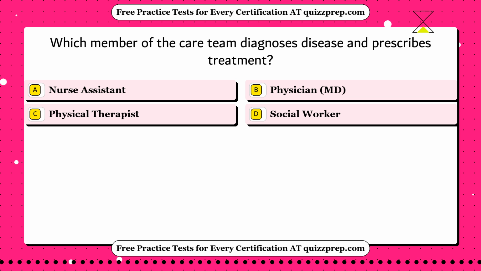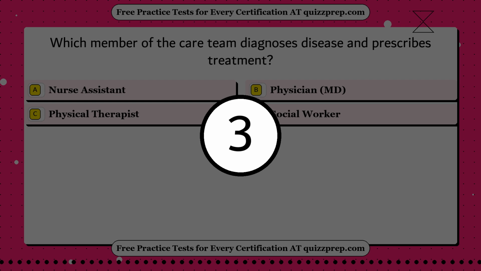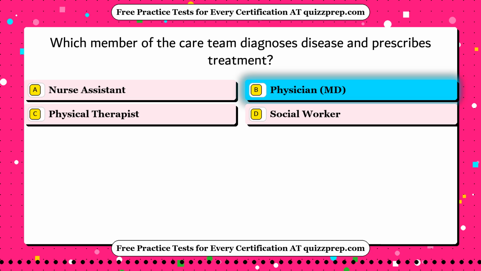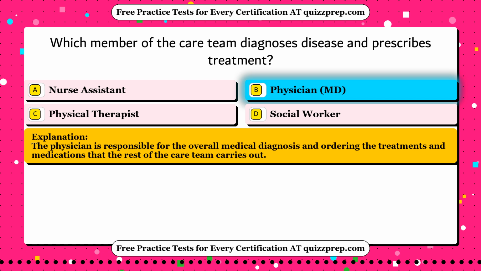Option A, nurse assistant. Option B, physician, MD. Option C, physical therapist. Option D, social worker. The correct answer is option B, physician, MD. The physician is responsible for the overall medical diagnosis and ordering the treatments and medications that the rest of the care team carries out. Question 10.